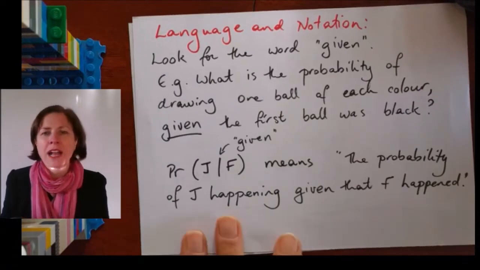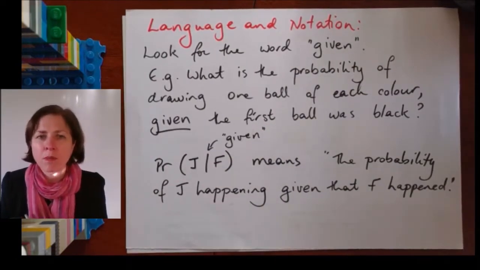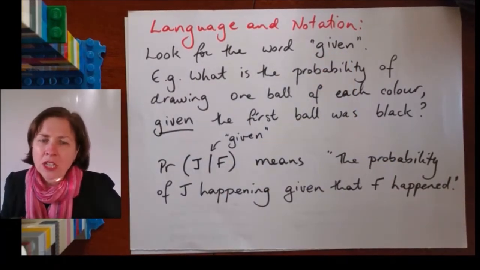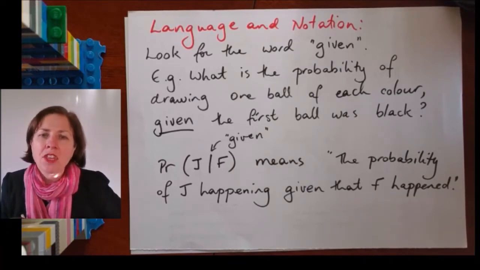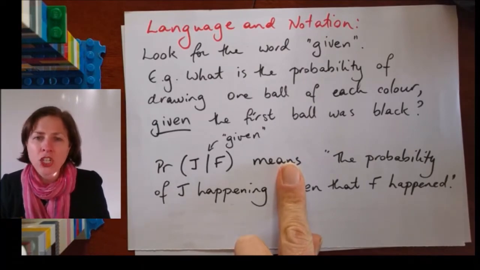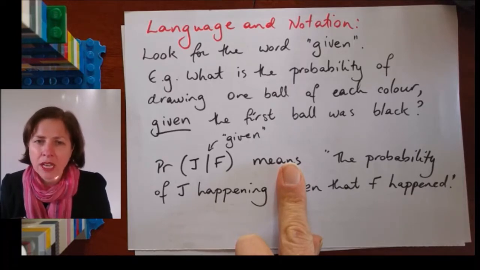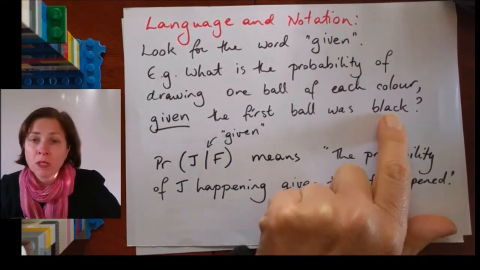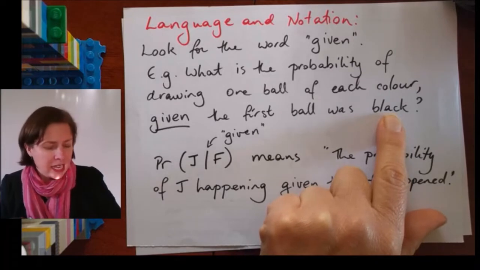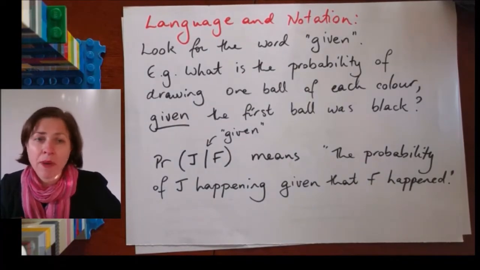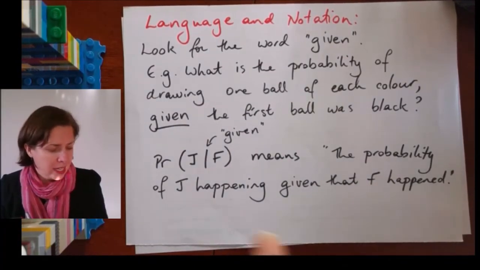Now let's just talk for a minute about some of the language and notation of conditional probability. We look for the word "given." I haven't been using it so far, but usually in a probability question involving conditional probability, the word "given" will be used. For example, what is the probability of drawing 1 ball of each color given that the first ball was black? That's an example of a question. So I know that the first ball was black, and what I need to answer is, what is the probability that I get 1 of each color? In other words, the second one has to be red if I go back to that ball out of a bag question.